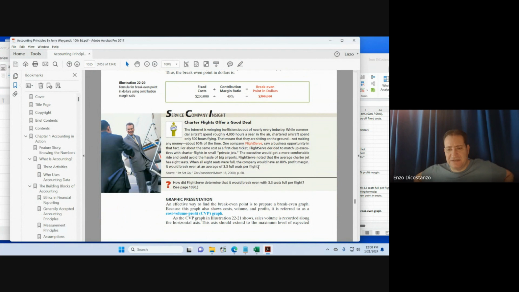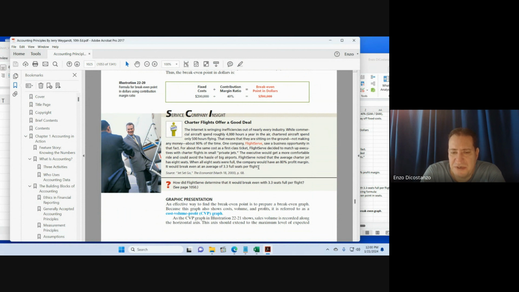Charter flights. I don't have the numbers for this, but it says the internet is wringing inefficiencies out of nearly every industry. This is page 1025 of the PDF. Commercial aircraft spend 4,000 hours in the air, while charter aircraft spend a lot of time sitting at Teterboro or the Essex County Airport or the Morris County Airport. They're sitting on the ground 90% of the time.